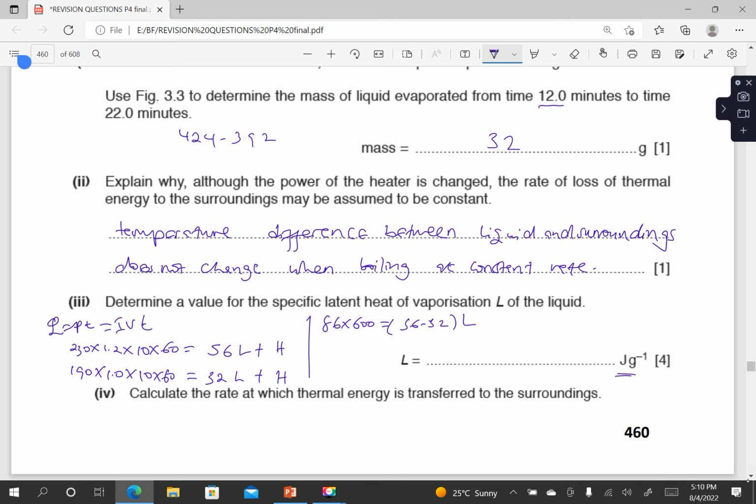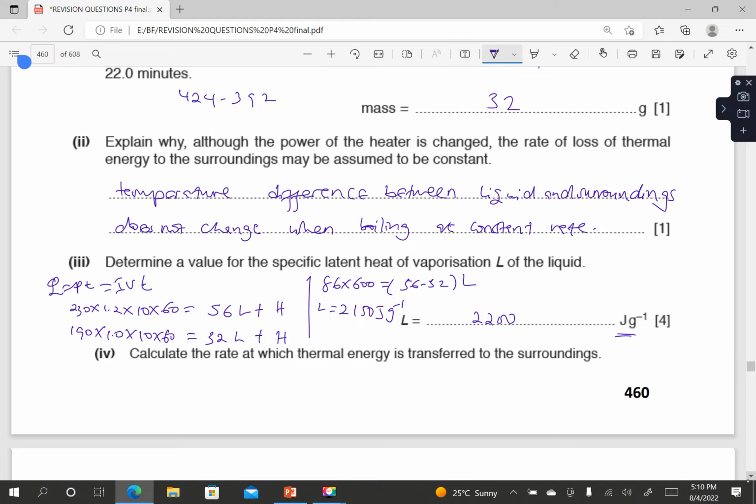H has cancelled, so I make L the subject. I just simply divide by 56 minus 32, that is 24. You just simply divide both sides. So I'm finding L as 2150 joules per gram. So this is approximately 2,200 joules per gram. Those are free 4 marks.